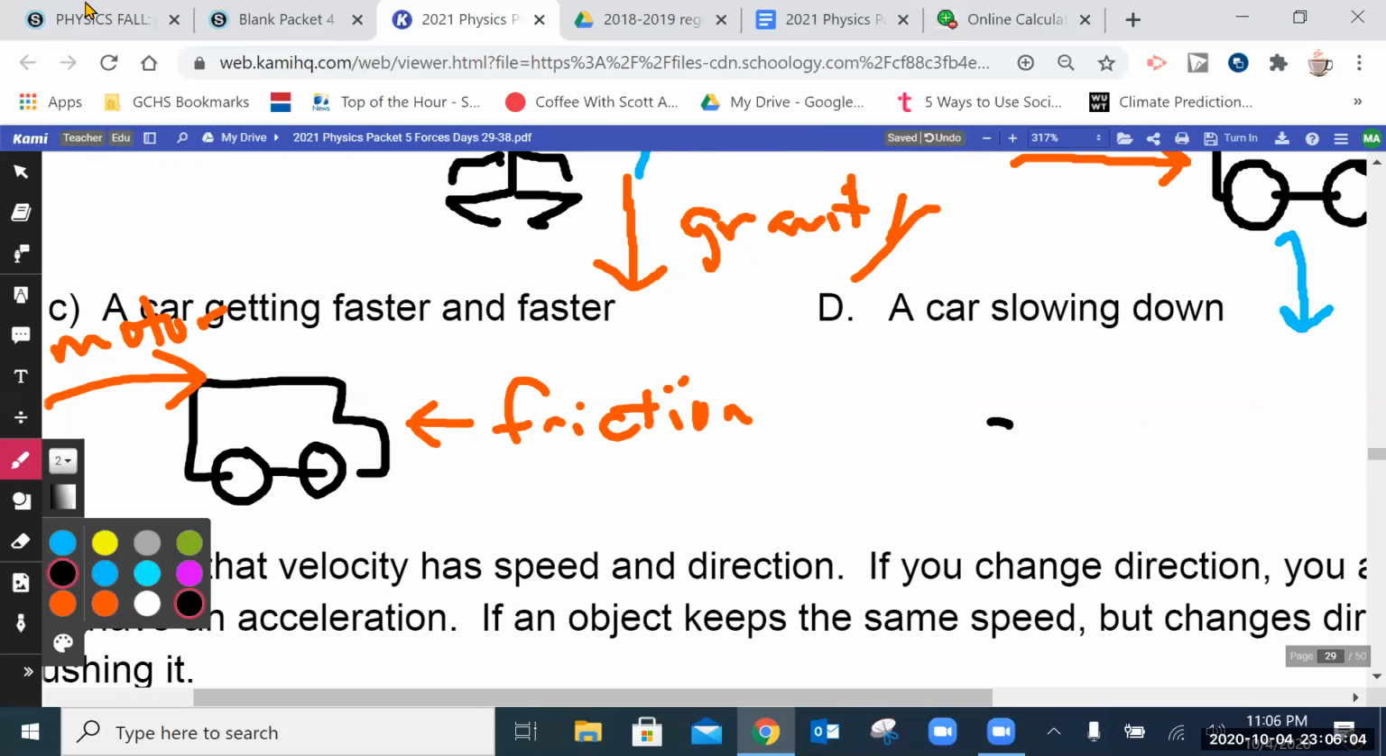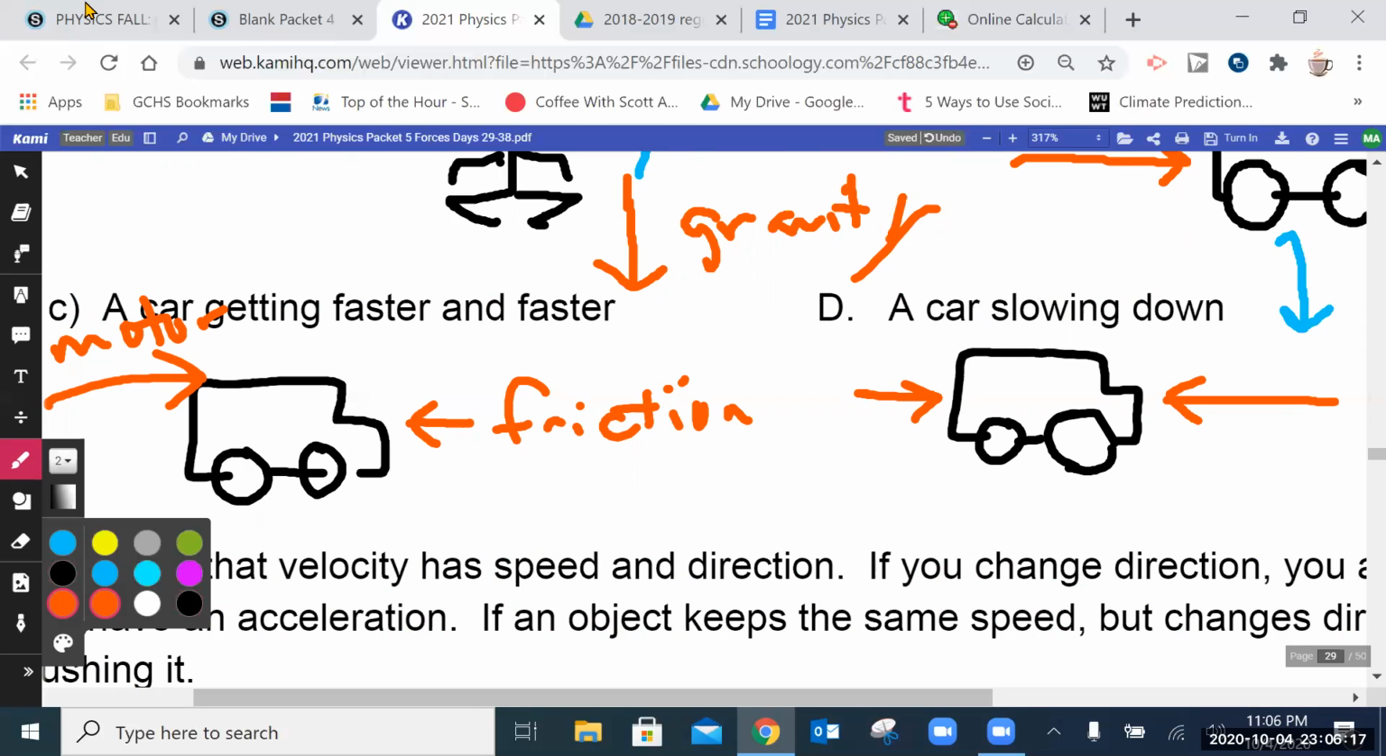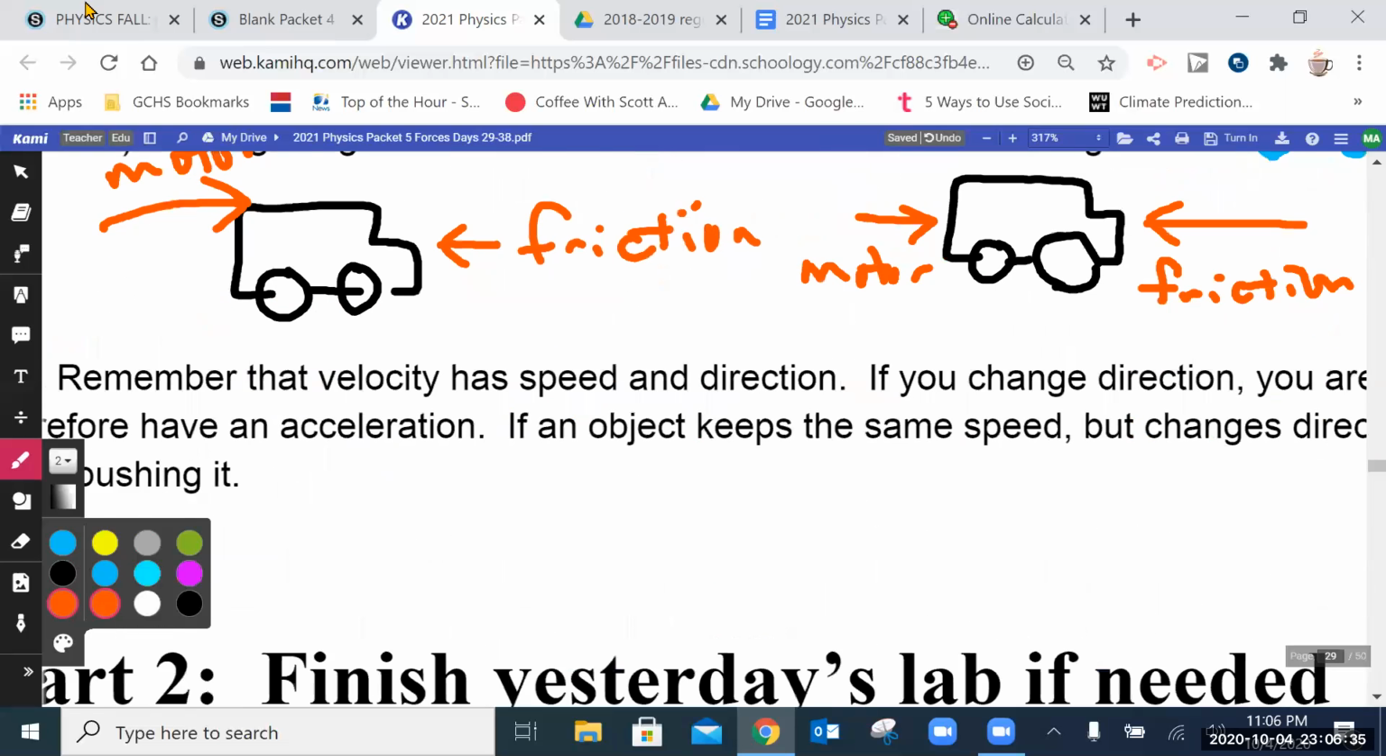Okay, a car slowing down. In this case, the force pushing backwards is going to be stronger than the force pushing forwards. And so therefore the car slows down. And the backwards push is the force of friction. And the forward force is the force of the motor. But the friction is bigger. And so it's going to slow the car down.